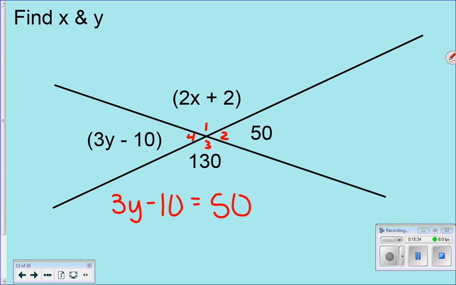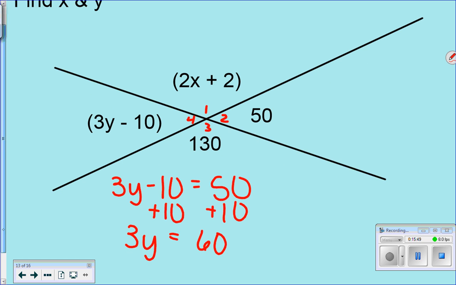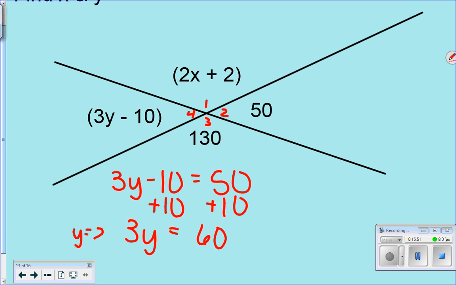This is not going to come out well, but we'll do our best here. I'm going to minus 10. Oh, it is going to come out well. Plus 10, plus 10. I get 3y equals 60. So what's y have to equal? Nice work. So I know y is 20. And if I put 20 in here, 3 times 20 is 60 minus 10, guess what that is? 50. All right, so then see if you can find x.